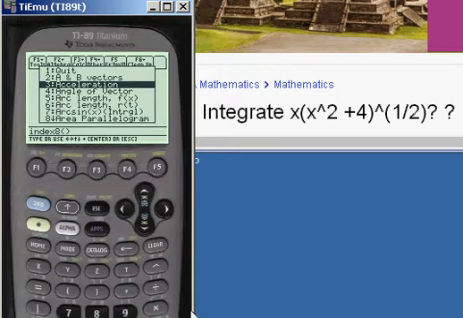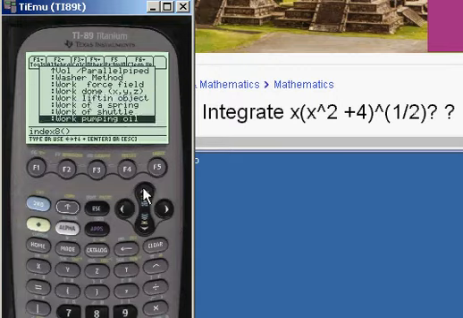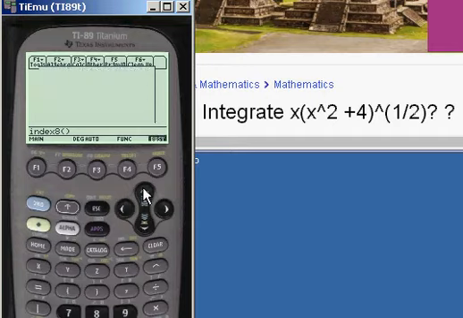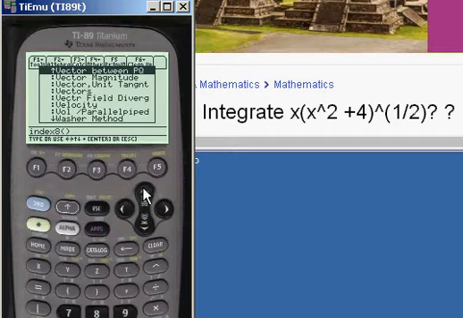Index 8 to get to my menu. We're going to scroll up to get to u-substitution. The reason you know it's u-substitution is because you take the derivative of what's inside the parentheses here, which is 2x, and that is almost matching the outside of the problem, except for the 2. And so then that says, oh, that might be u-substitution. So then you go to u-substitution in my programs.